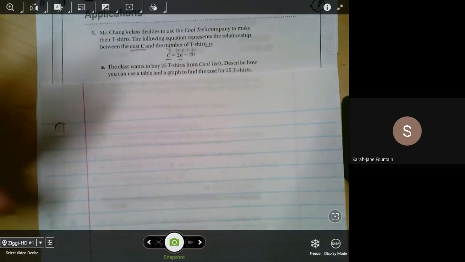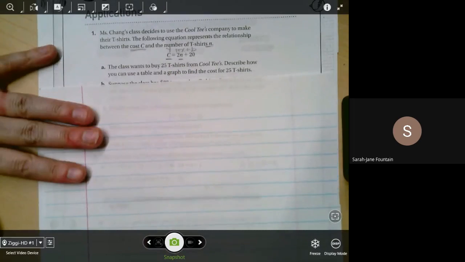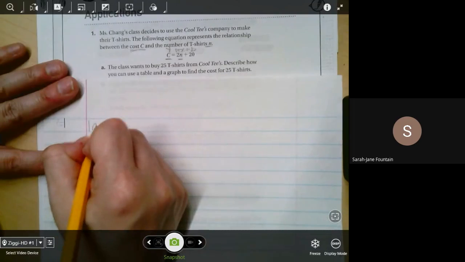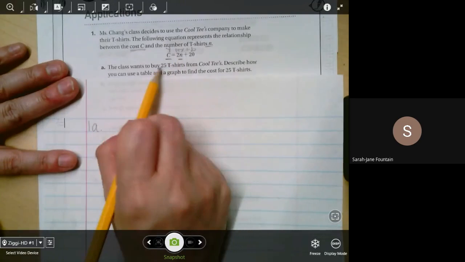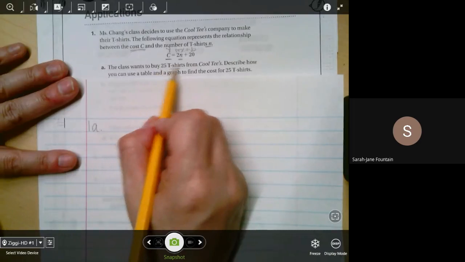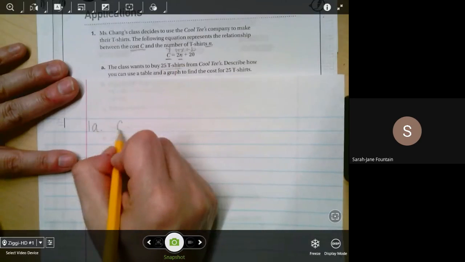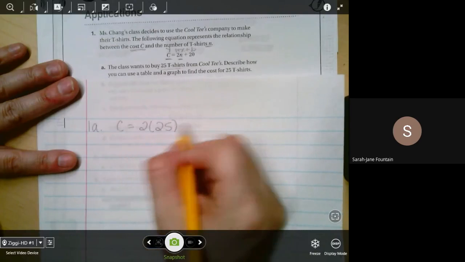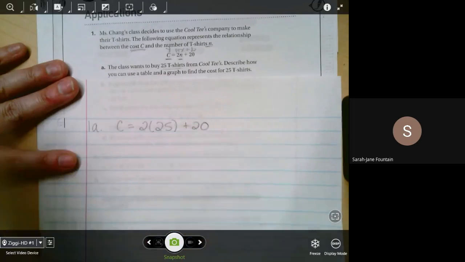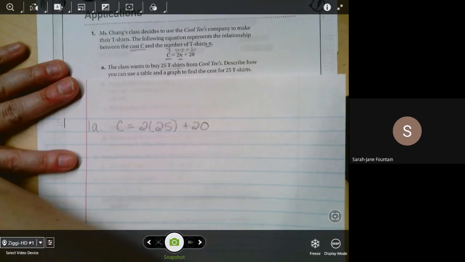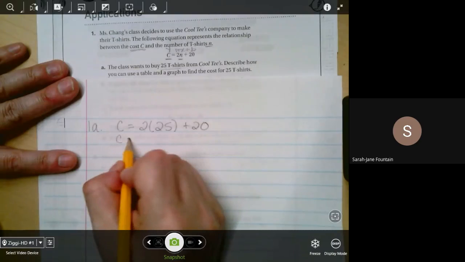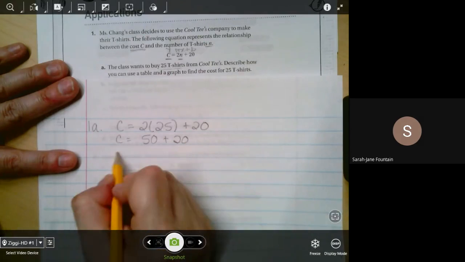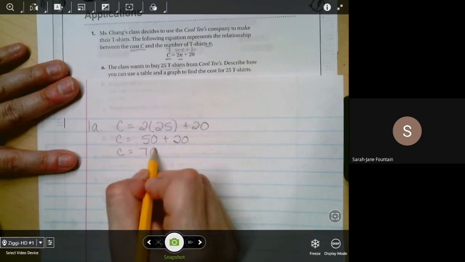So the class wants to buy 25 t-shirts. So I know automatically that I'm going to put the number 25 in for N. So C equals 2 times 25 plus 20. So then I know that C equals 50 plus 20, and C equals 70.